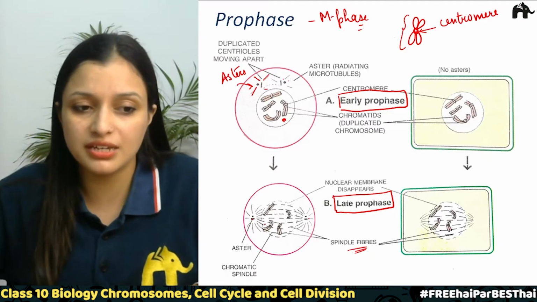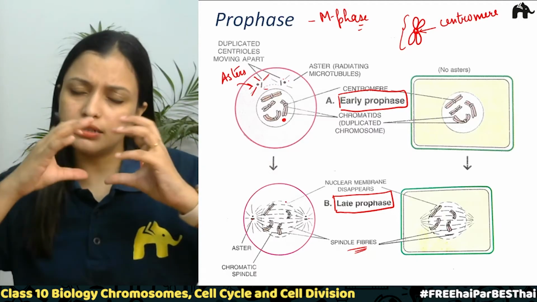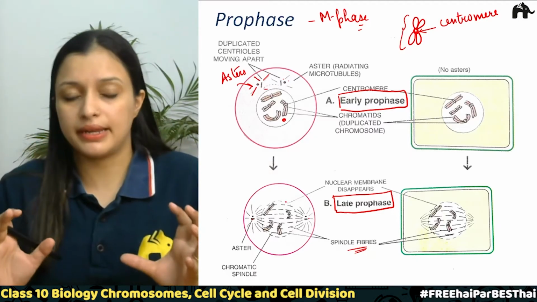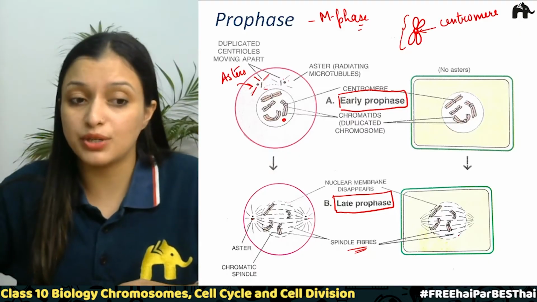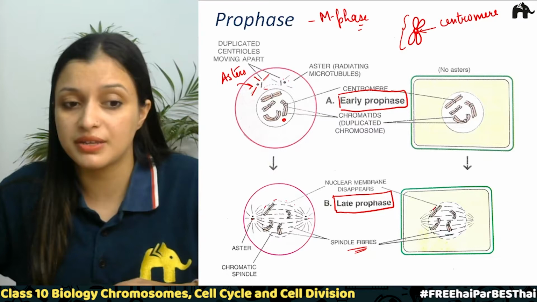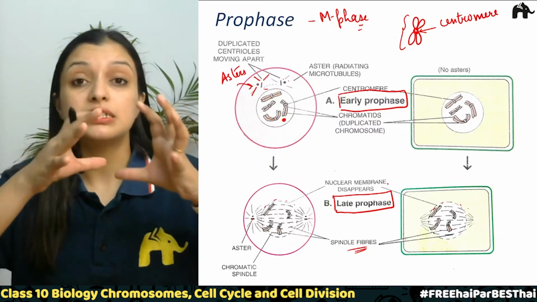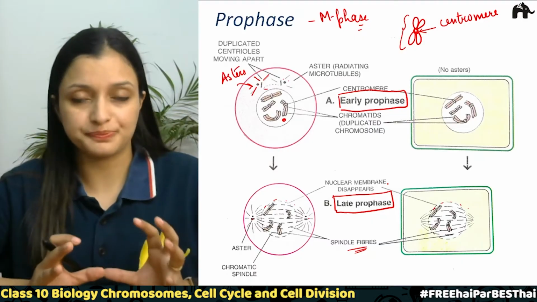So can you see here? Now this is the dotted line. It represents that this nuclear membrane is disappearing, right? The same is happening over here, and these asters have formed these spindle fibers. Correct? So this is what happens during prophase.